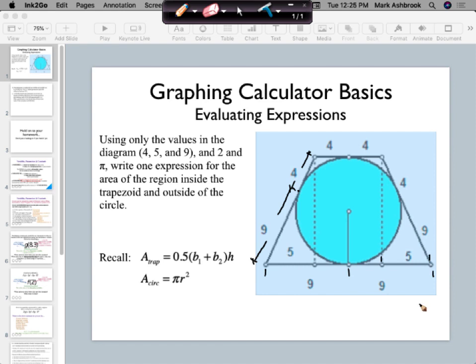Does it make sense? Okay, so a little problem solving, a little ingenuity, but one expression that when you finish it and get it correct, GC will tell you the area, this area here. All of the cross-hatched area.